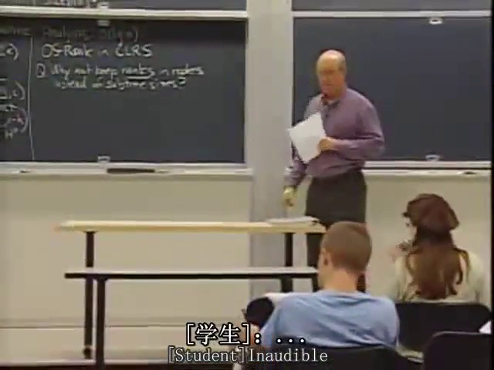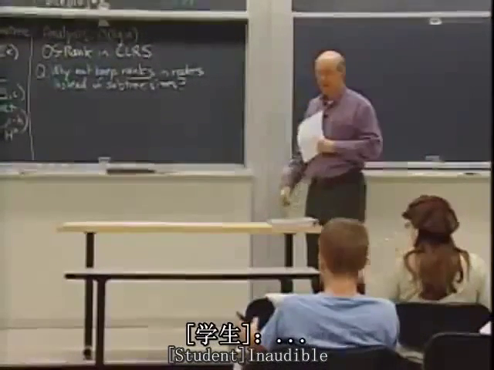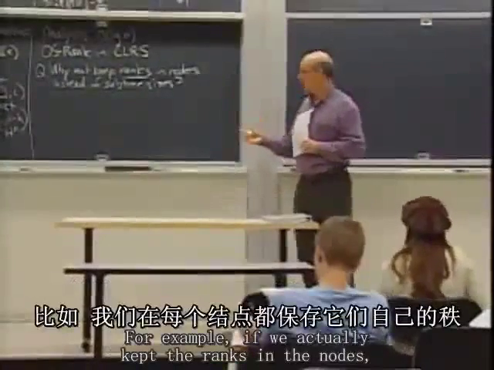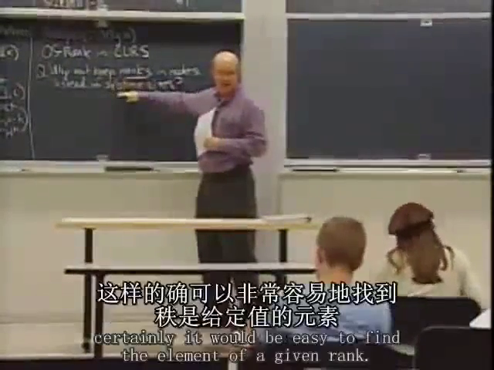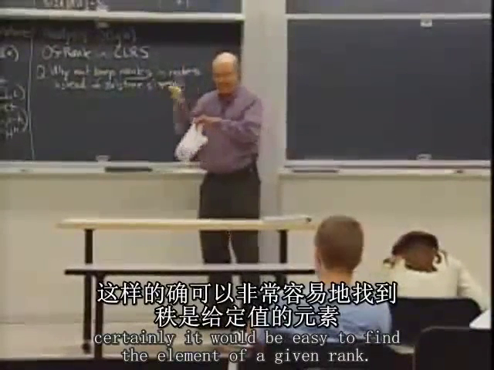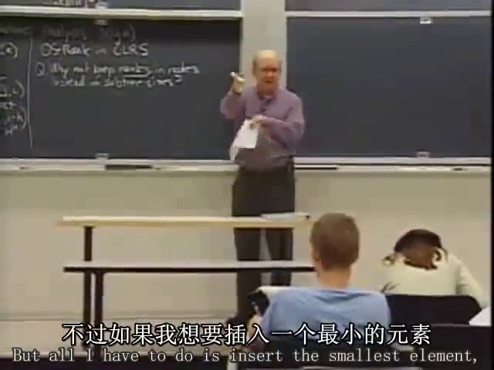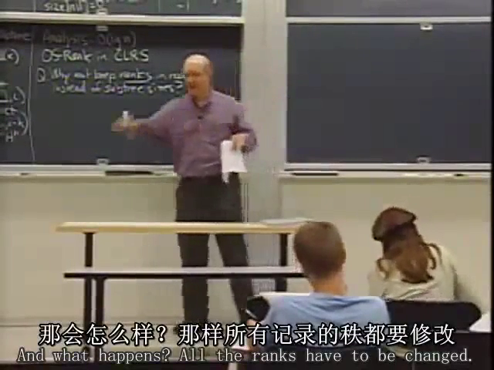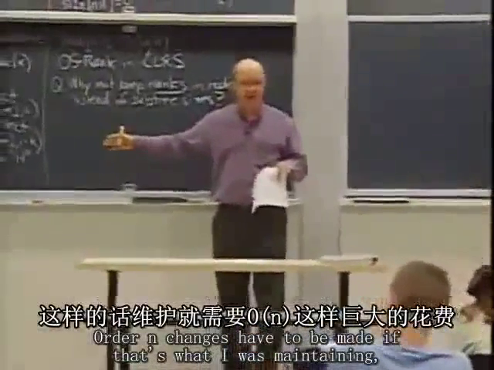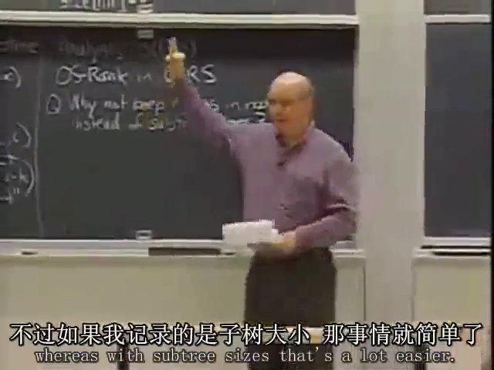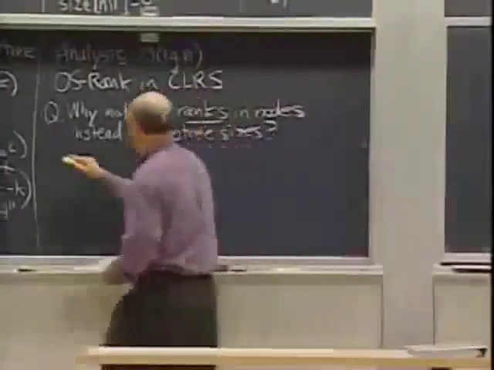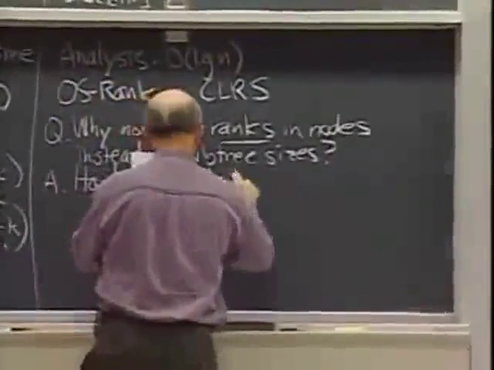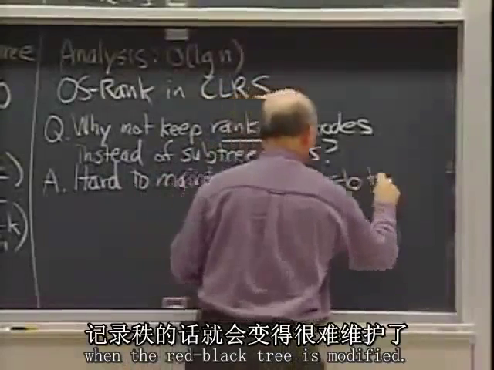Well, the reason you wouldn't want to store it in the actual node is because it takes order n time on insertion and deletion. Yeah, it's basically hard to maintain when you modify it. For example, if we actually kept the ranks in the nodes, certainly it'd be easy to find the element of a given rank. But all I have to do is insert an element that's smaller than all the other elements, and what happens? All the ranks have to be changed. Order n changes have to be made if that's what I was maintaining. Whereas with subtree sizes, that's a lot easier. So this is because it's hard to maintain when the red-black tree is modified.